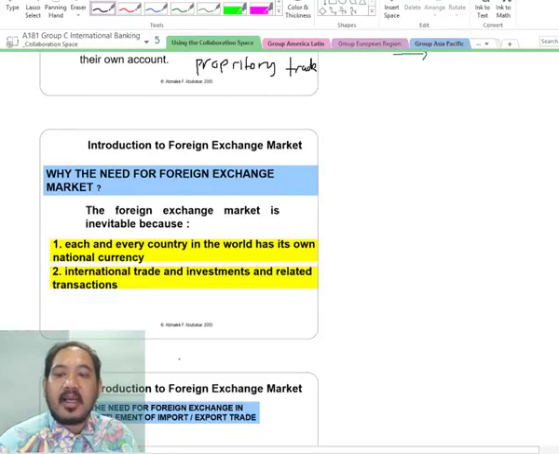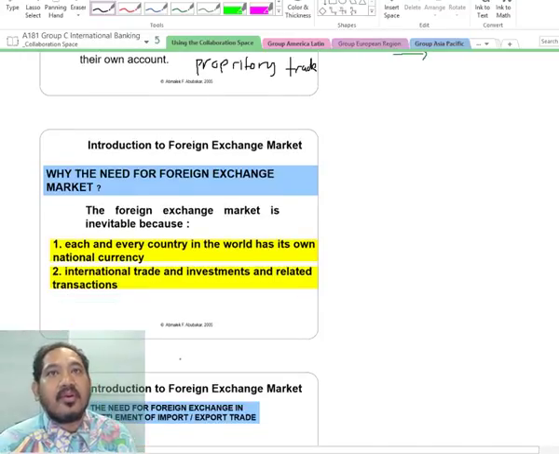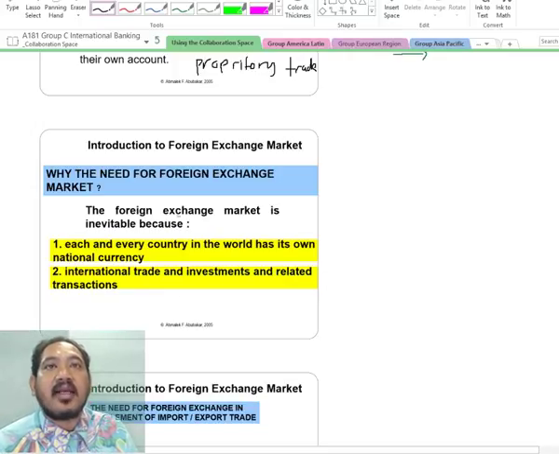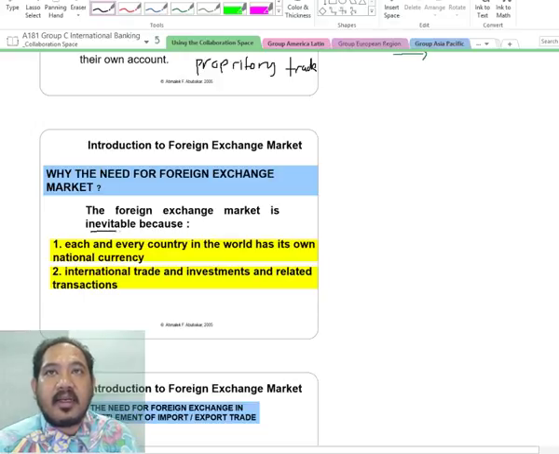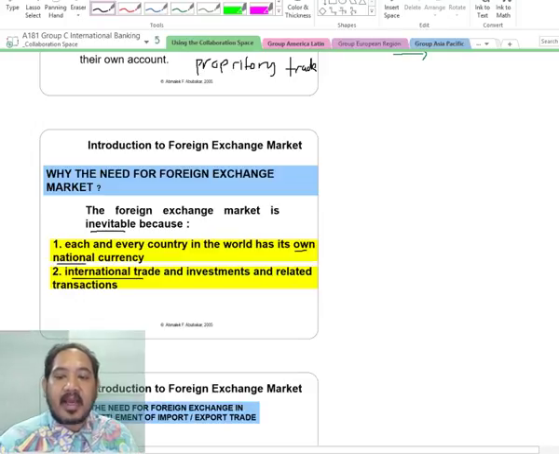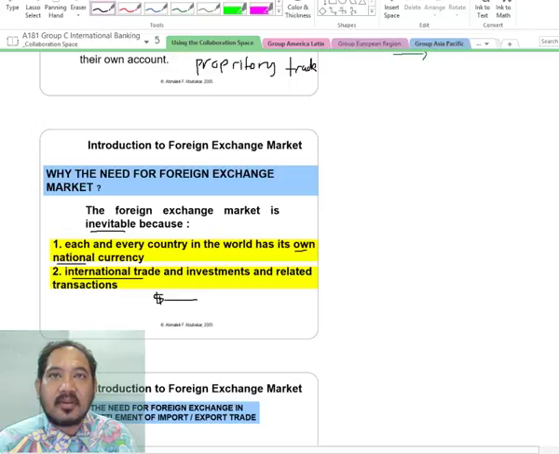Now let us understand why the foreign exchange market is needed. As we understand, the activities in the foreign exchange market cannot be avoided, they are inevitable, because every country in the world has its own national currency, and because of the international trade that happens between exporters and importers, there is a need for foreign exchange to exchange one currency to another. For example here, USD to euro.